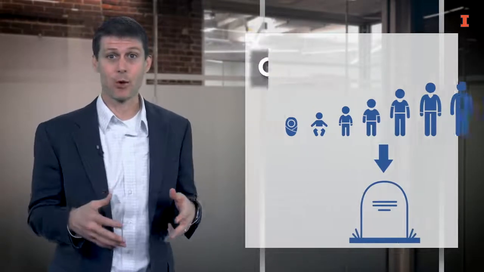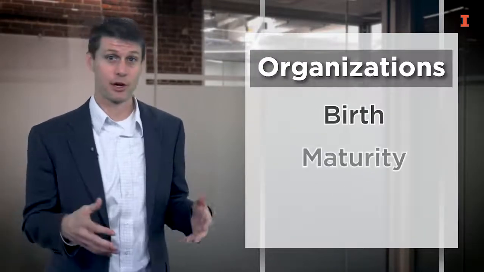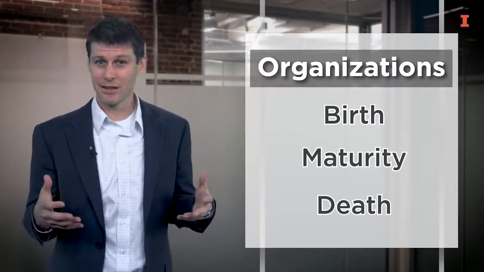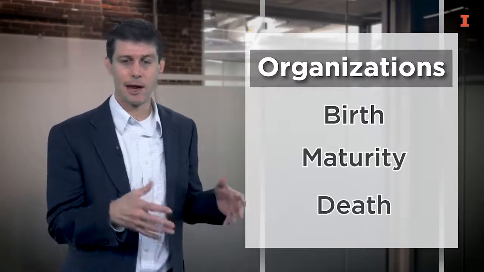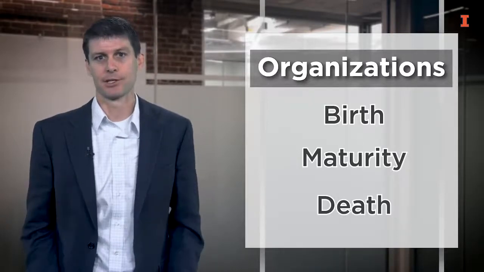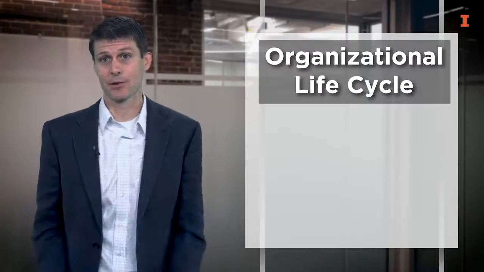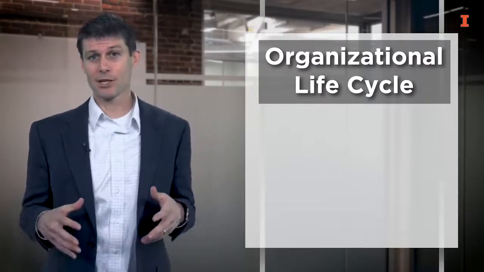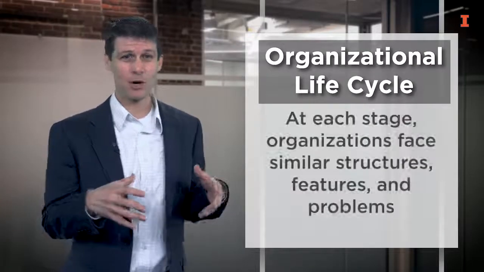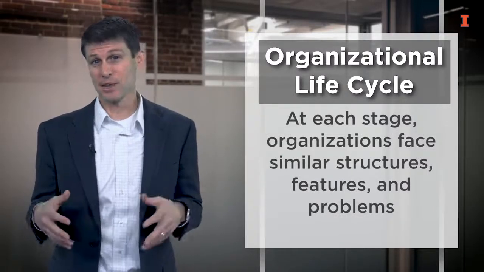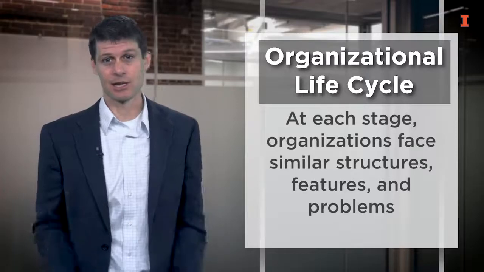We sometimes talk about organizations being born, maturing, and even dying. It turns out that organizations, kind of like humans, tend to go through fairly common and predictable patterns or stages. These stages form what is often referred to as an organizational life cycle. The idea behind organizational life cycles is that at each stage, organizations tend to have similar structures and features. They also tend to face similar problems or crises at each stage.